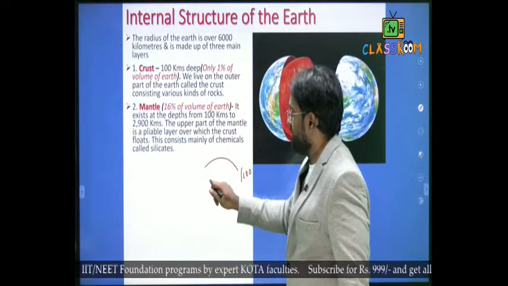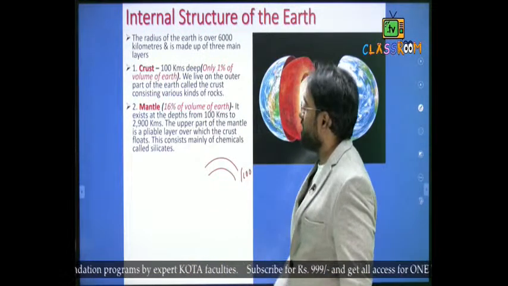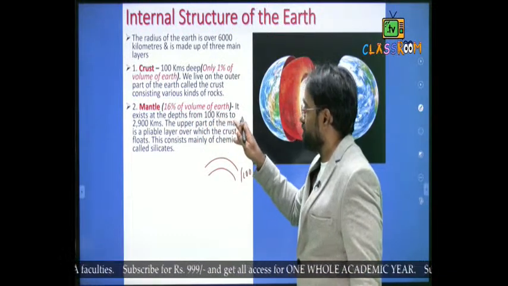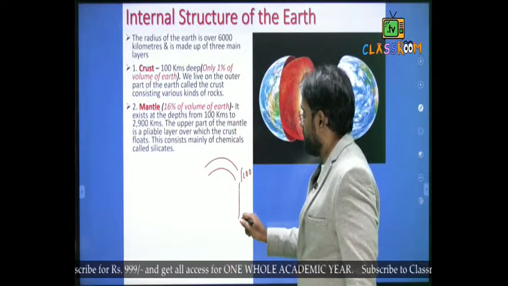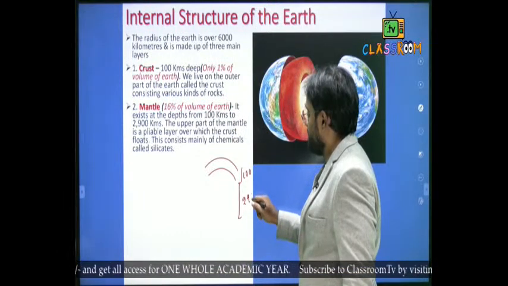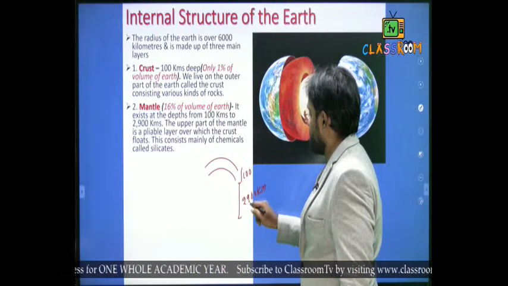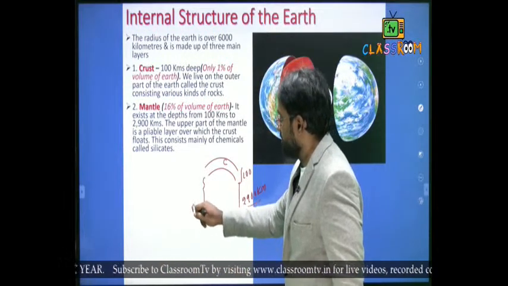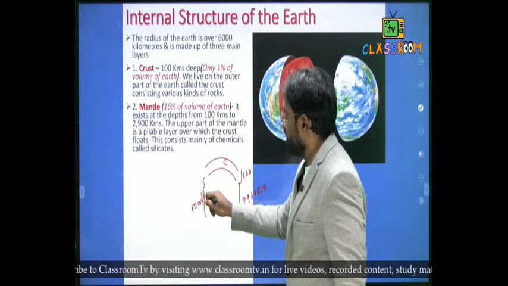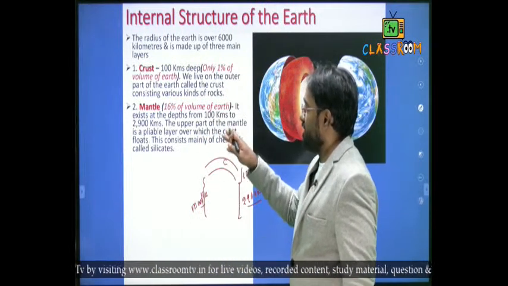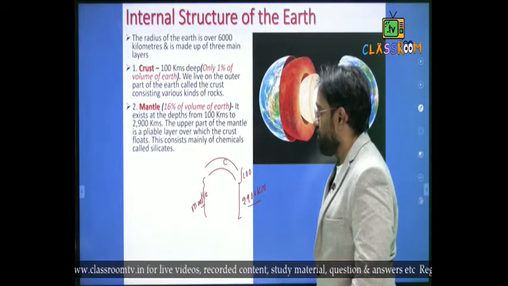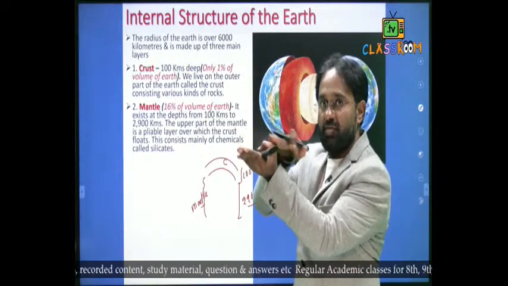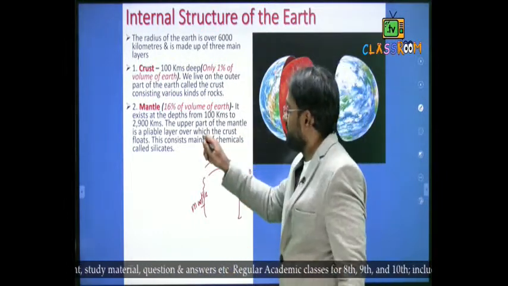And next is the mantle. The mantle is 16% of the volume of the Earth. It exists at a depth of 100 kilometers to 2900 kilometers. So this is the crust, and this is the mantle. The upper part of the mantle is a pliable layer over which the crust floats.